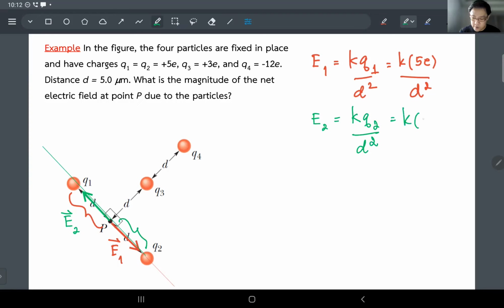The magnitude of the Q2 is still 5E. The distance is D squared. So one thing that you notice right away, E1 and E2 are having the same magnitude of the electric field. So that means these two cancel. There's nothing left for you to calculate here. Is that cool? This is a sort of benefit of not putting the numbers into it right away.